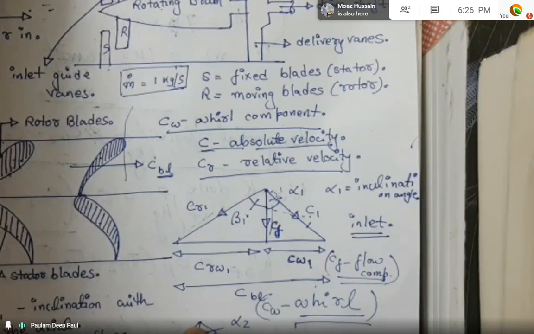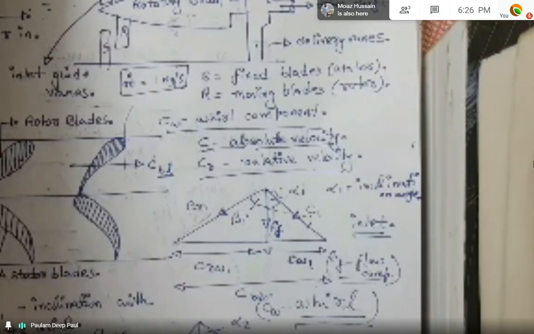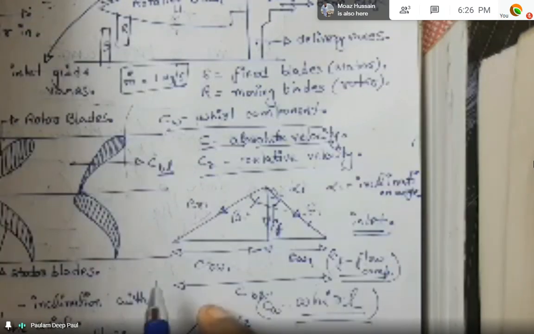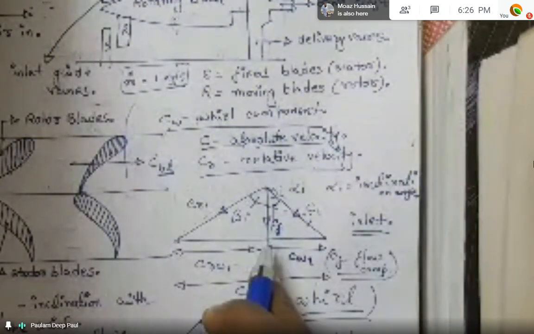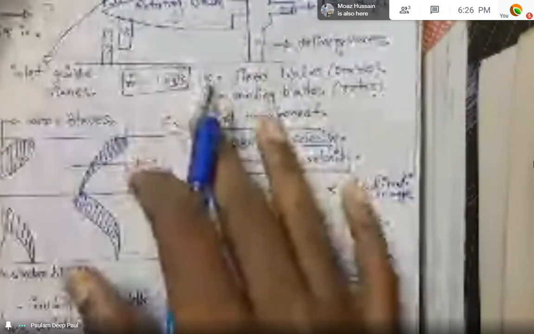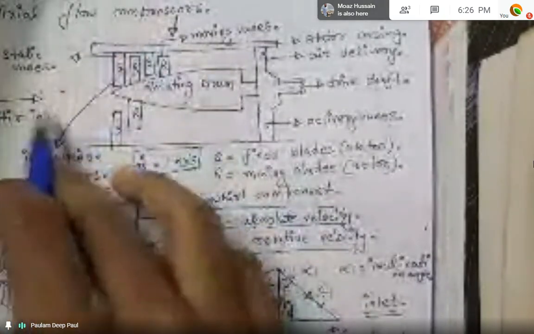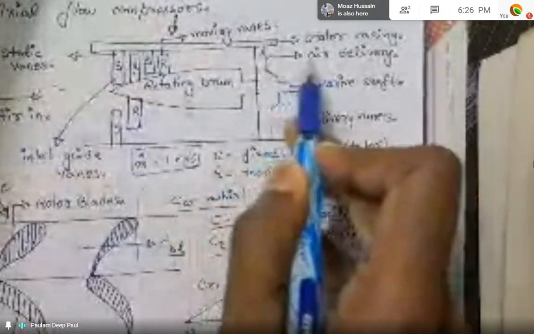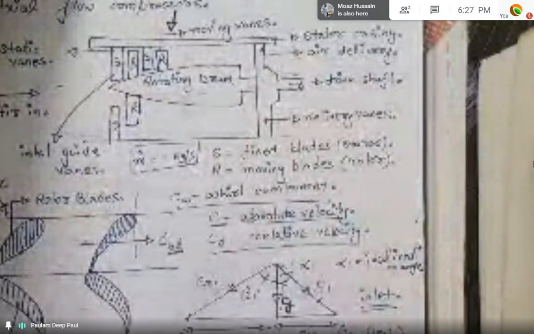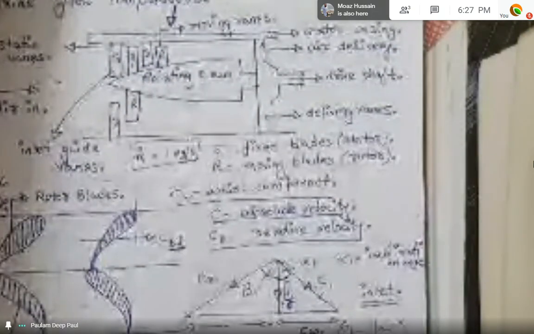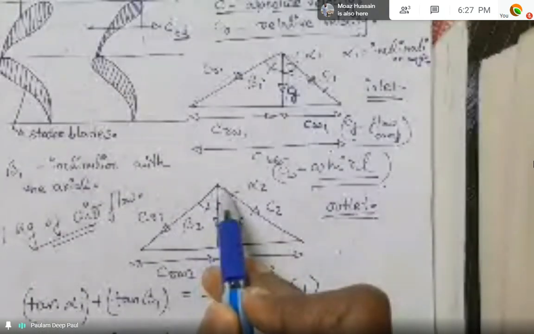This is the flow component and this will be the whirl component. Now we have gotten this with the inlet condition. We'll draw a similar triangle while the air that is entering this compressor in the axial direction is leaving this, like the air delivery. From the delivery vanes, we'll have another velocity triangle for the same, which we'll call the outlet velocity triangle. So I have taken the freedom to draw the same thing earlier also.